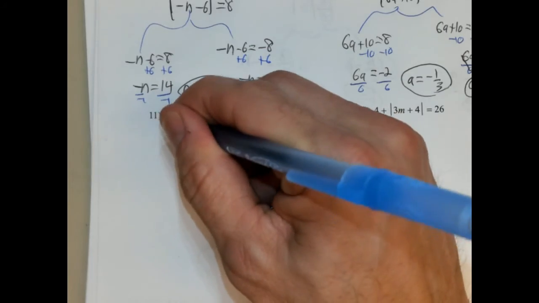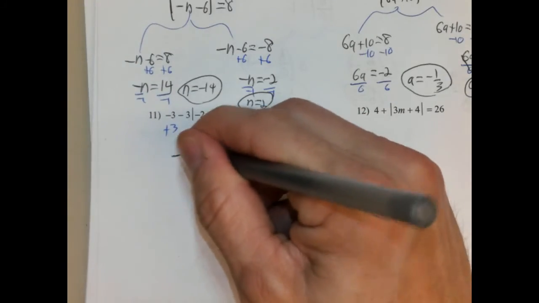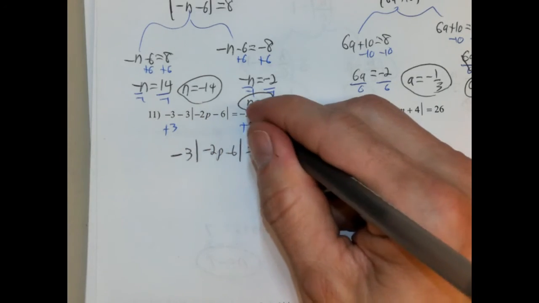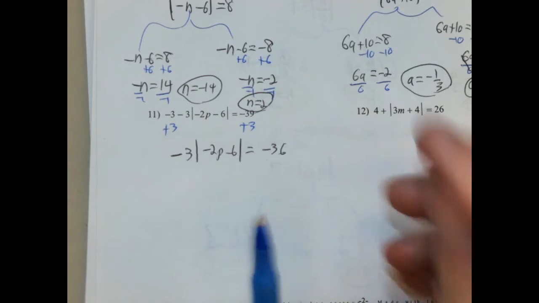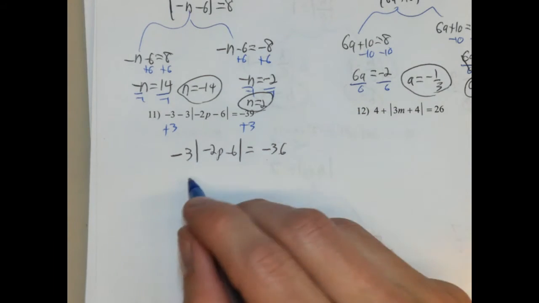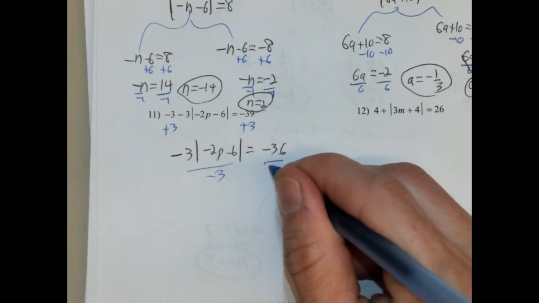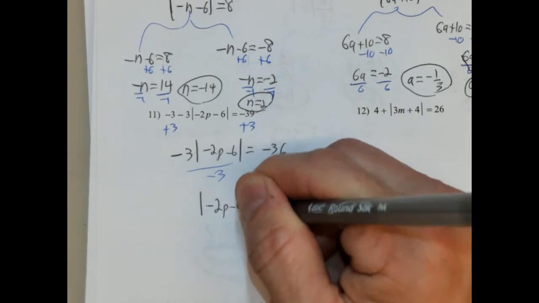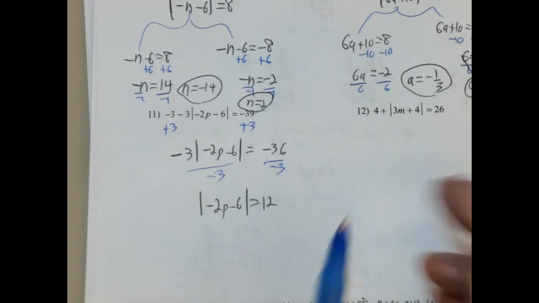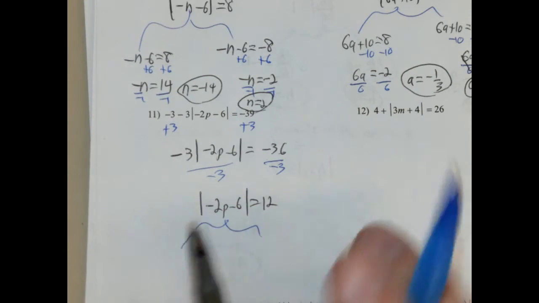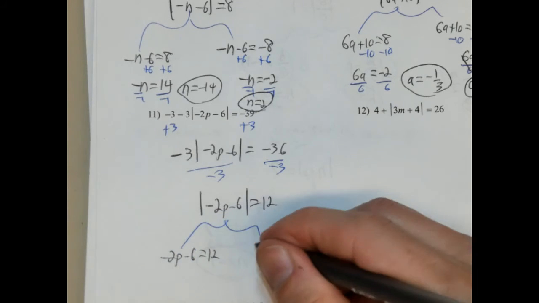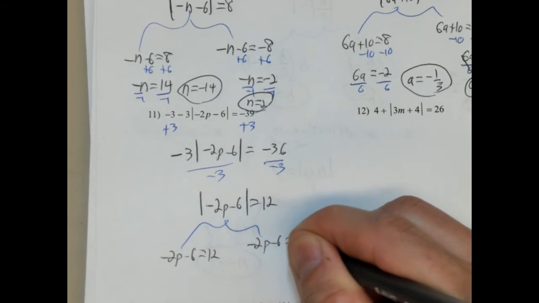We're going to add 3 to both sides. And negative 3 absolute value of negative 2p minus 6. And negative 39 plus 3 is going to be negative 36. We're going to divide by negative 3. So the absolute value of negative 2p minus 6 equals 12. And now we're going to split this and rewrite it. So we're going to say negative 2p minus 6 equals 12. And negative 2p minus 6 equals negative 12.